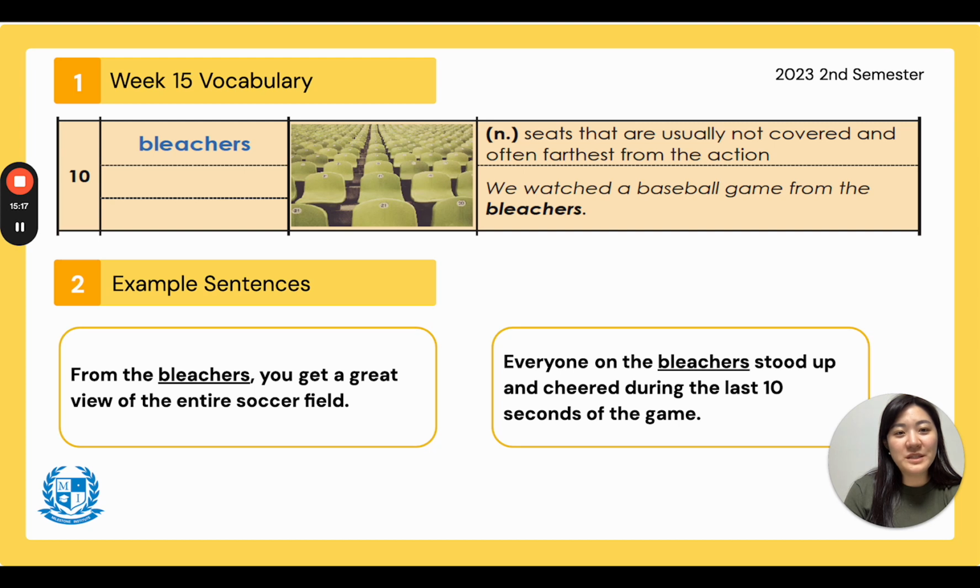Repeat after me. We watched a baseball game from the bleachers. Good. Example 1. From the bleachers, you get a great view of the entire soccer field. So this is not just bleachers for a baseball game. It could be bleachers for the soccer game, or a football game, or a hockey game. It doesn't matter. It just means the seats that are very far away. Bleachers. Everyone in the bleachers stood up and cheered during the last 10 seconds of the game. Woo! We won! Yeah! Standing up on the bleachers.